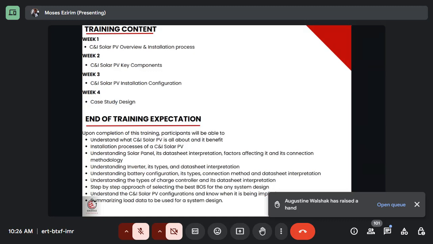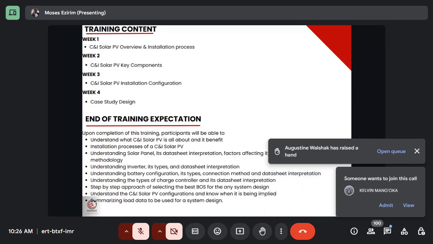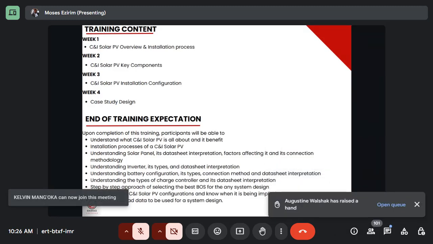All right. Now we're going to see how you're going to understand the CNI solar PV configuration and know when it is being applied. I'm sure you understand the configuration that I'm talking about. That is the AC coupled and DC coupled. Then summarizing the load data to be used for a system design.